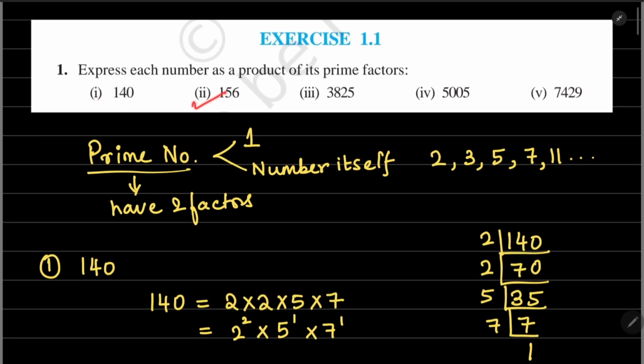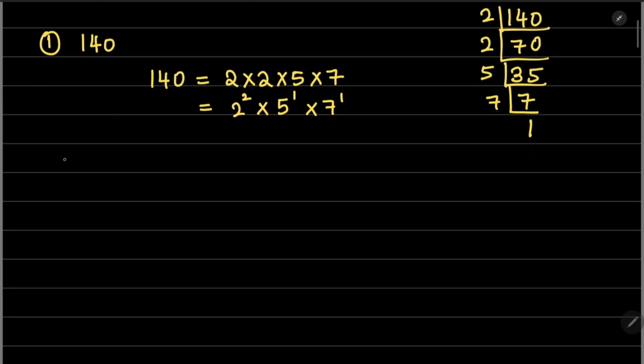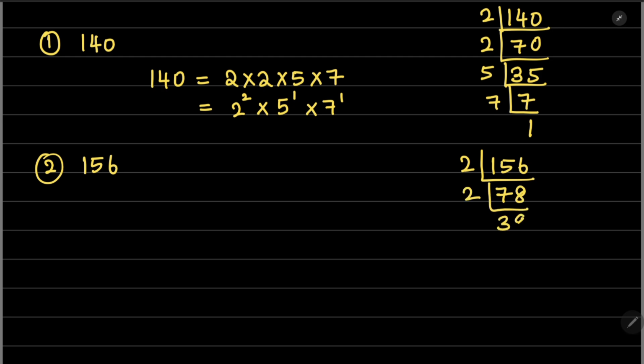Now let's move on to the next one. These are all composite numbers. So the second question is 156. Again, let's do the prime factorization of 156. Start with the smallest prime number 2. 2 sevens are 14, and then remainder is 1. 2 eights are 16. Again start with 2. 2 threes are 6, and then 2 nines are 18. Then 3, 13, and 13 is a prime number.